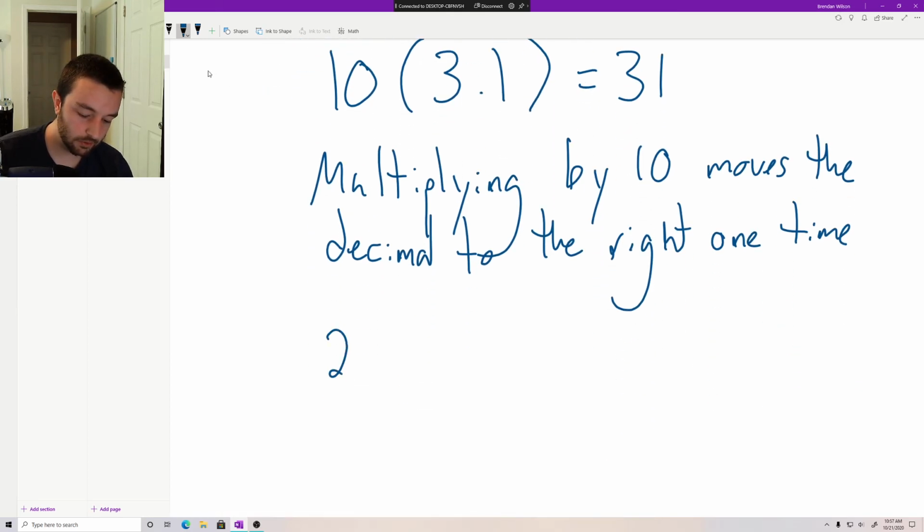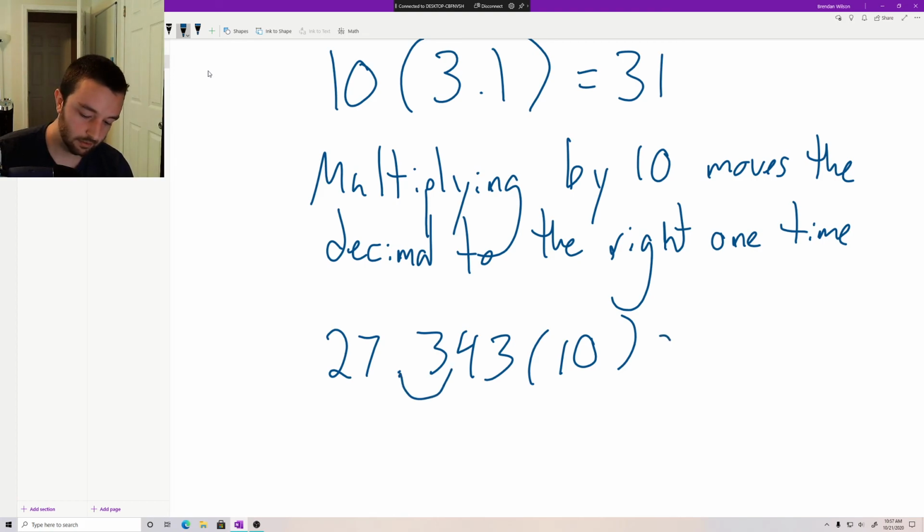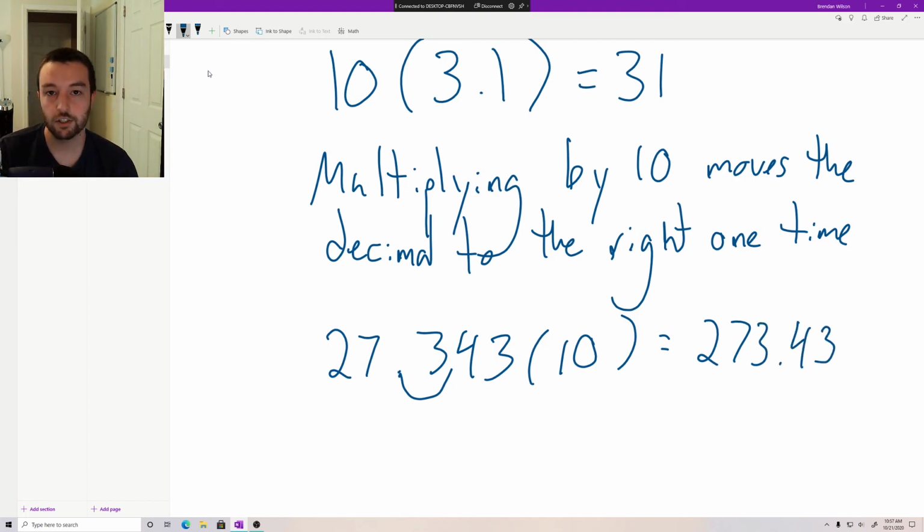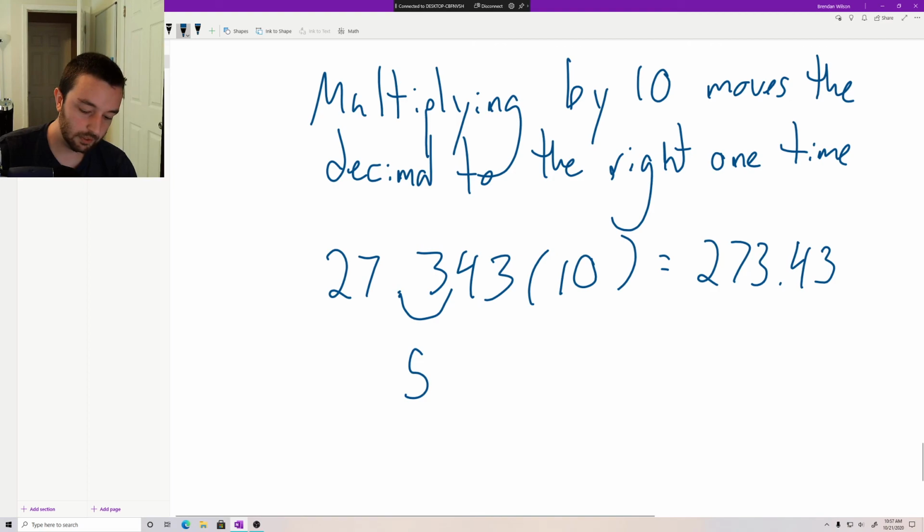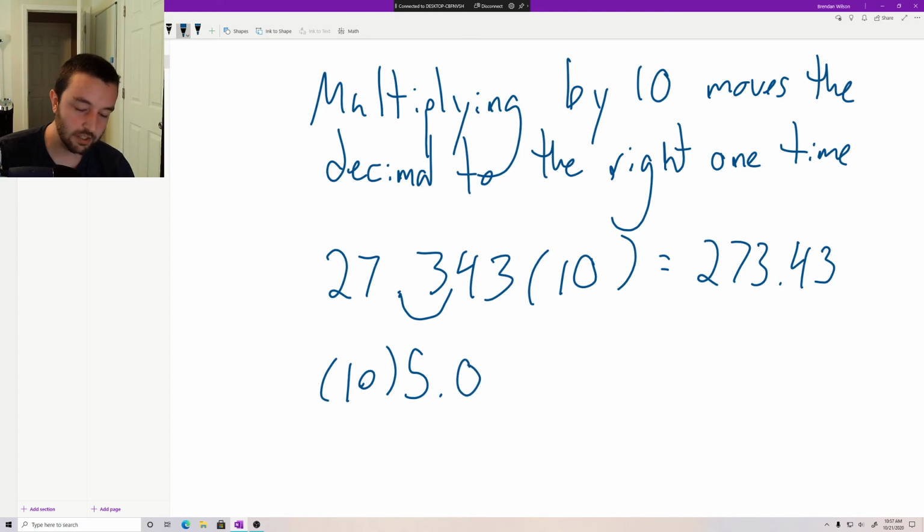So if we did 27.343 times 10, for example, we would take the decimal, move it right here, and we would get 273.43. Okay. So we don't actually need to do anything. All we have to do is move the decimal. If we took a number like 5 and multiplied by 10, remember 5 is the same thing as 5.0. So again, we can use that to our advantage because now we can just move the decimal over and we see we get 50. Okay. If you multiply by 100, that's like multiplying by 10 twice. So you would just move it over twice.